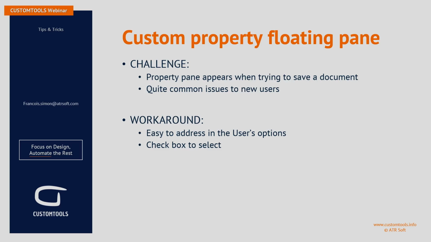The next two tips are related to user options. Since they are user-specific settings, they need to be specified individually for each user. The first tip is related to the floating custom property pane, which appears during the initial save operation, if the property pane has not been visited for the specific part.